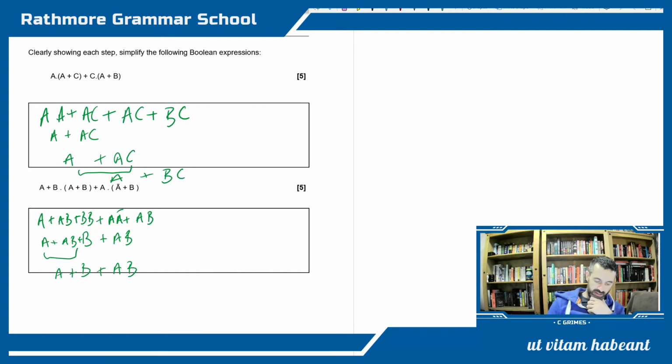Now I'm going to take the A out of brackets. In fact, I'm not. I'm going to use the absorptive law, B and AB is going to evaluate to a B, and I end up with A or B, and that's the second question, and we move on to De Morgan's.